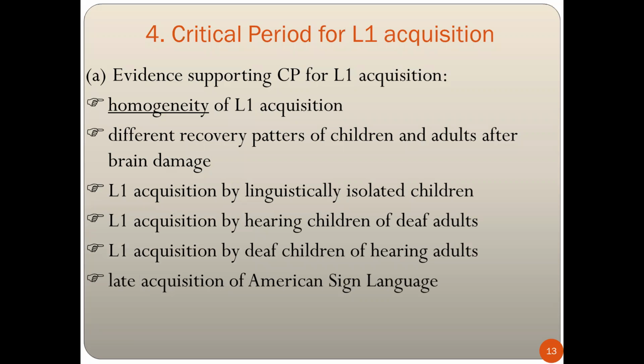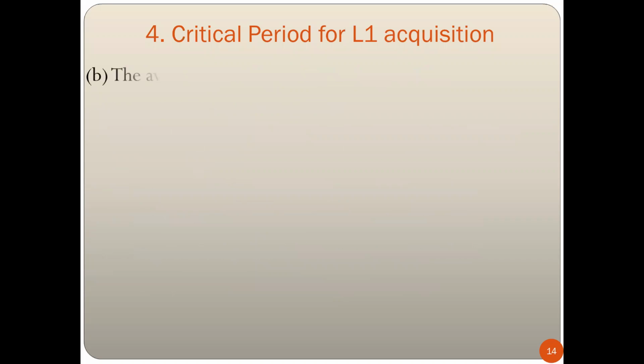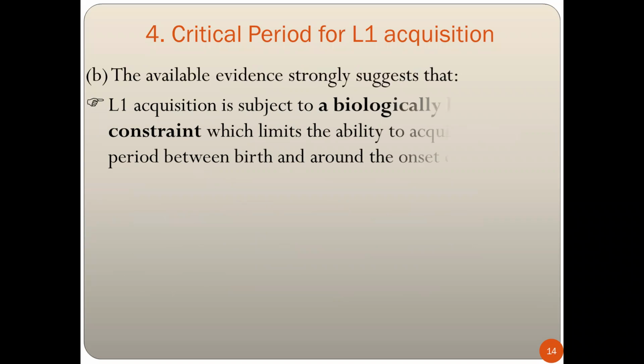Okay, and again, these are all interesting and worth some attention and some consideration, but we don't really have time to go through all of them, so you'll be welcome to follow up on them if you're interested. Okay, but based on the evidence that we have, we can confidently state that first language acquisition is subject to a biologically based age constraint, a critical period, which limits the ability to acquire the first language to the period between birth and around the onset of puberty.